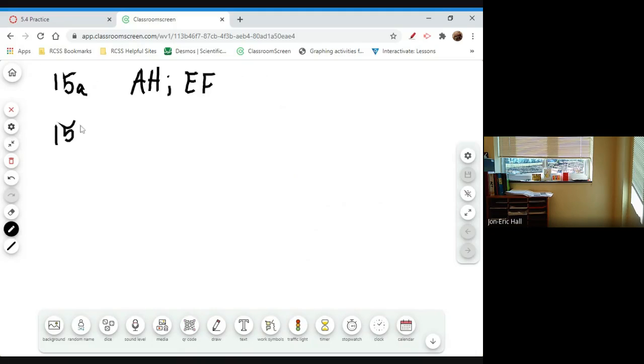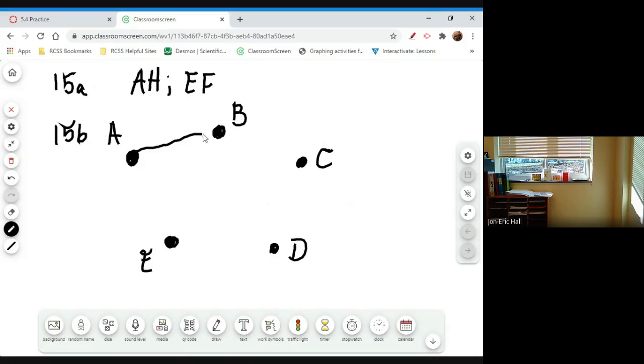Now, for 15B, you draw it. It gives you the vertices, A, B, C, D, E. So you just draw a random picture, A, B, C, D, and then E. Those are my vertices that it tells me. And then what you'll do is use the edge set to complete it. A to B, A to E, B to C, C to D, and then D back to E.